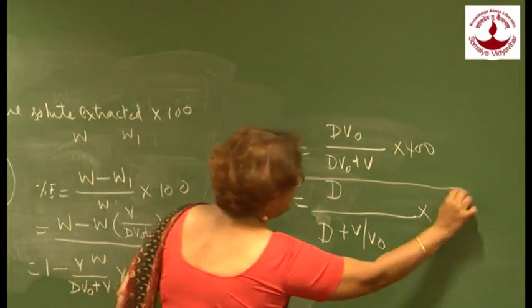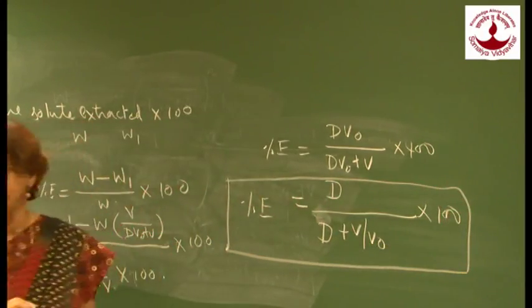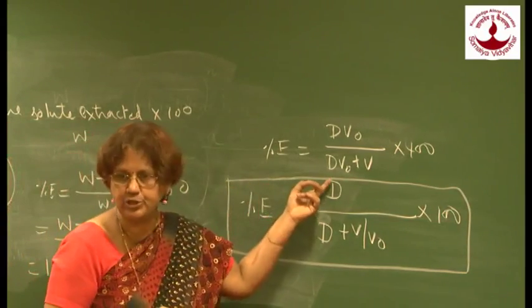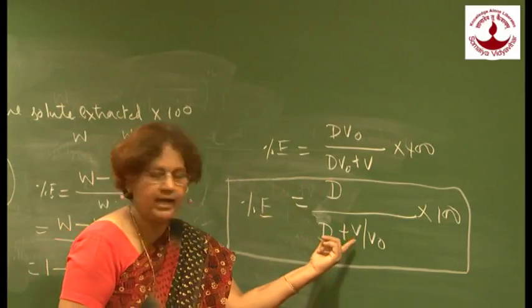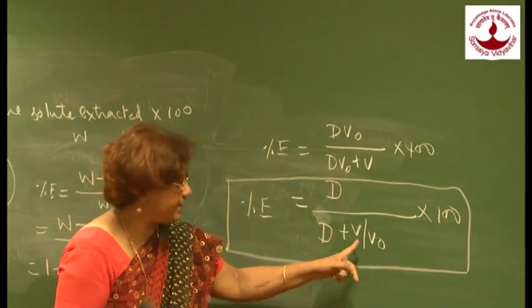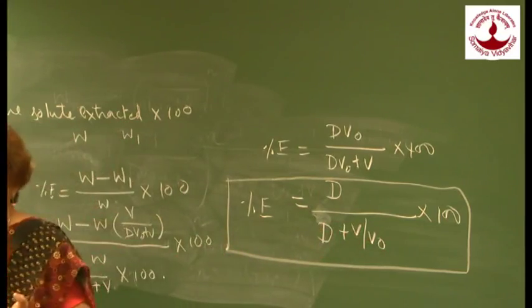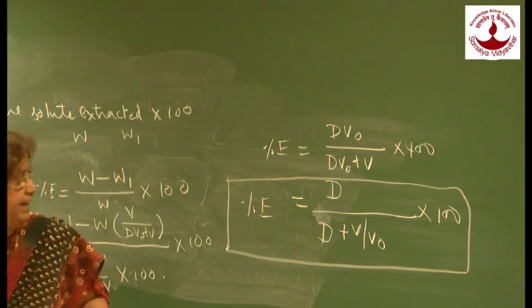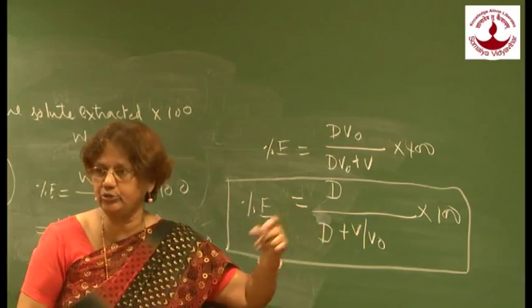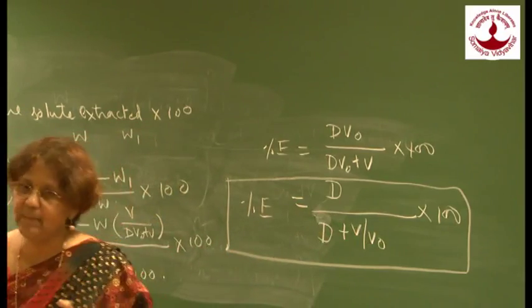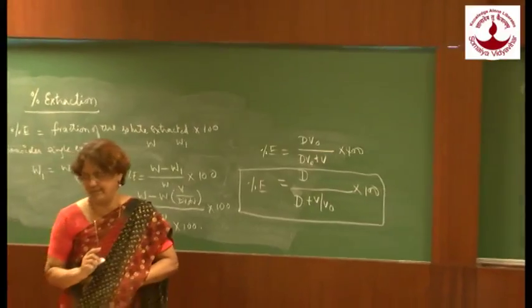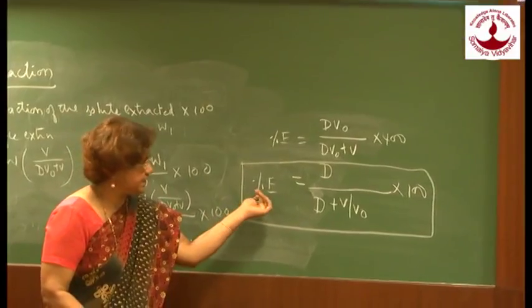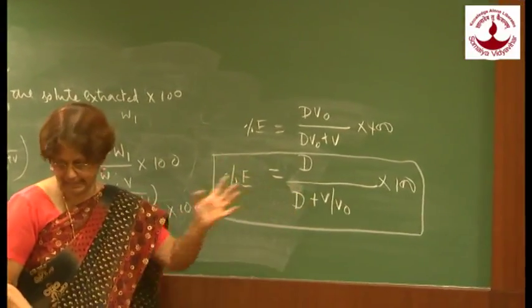This is another important formula to calculate percentage extraction, provided you know the distribution ratio value and you know the volume ratio V upon VO. So, percentage extraction is directly proportional to the distribution ratio. It is inversely proportional to the volume of the organic solvent and directly proportional to the volume of the aqueous phase. Okay. Now this is for a single extraction. Percentage extraction formula for a single extraction.